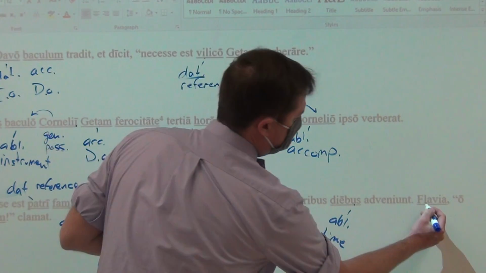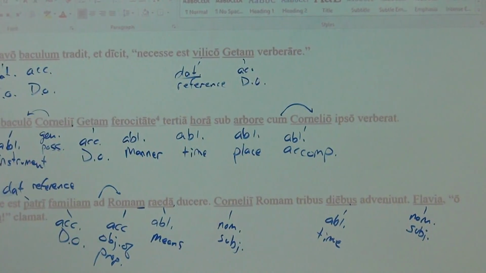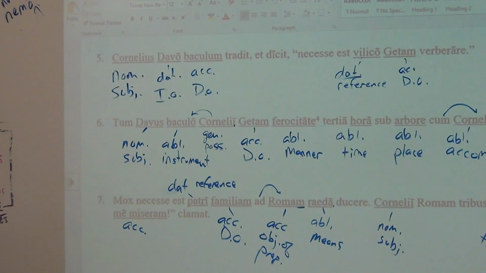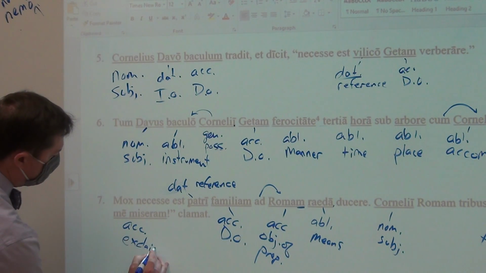Flavia says, obviously she's going to be your nominative, showing the action doer, the subject. Ram. The accusative, which remember can be direct object, can be objects of certain prepositions, but it can also be exclamation, the accusative of exclamation.